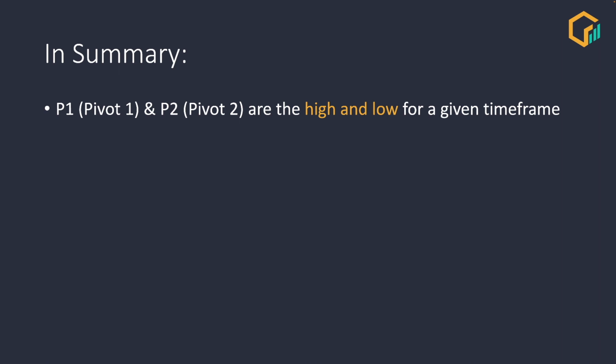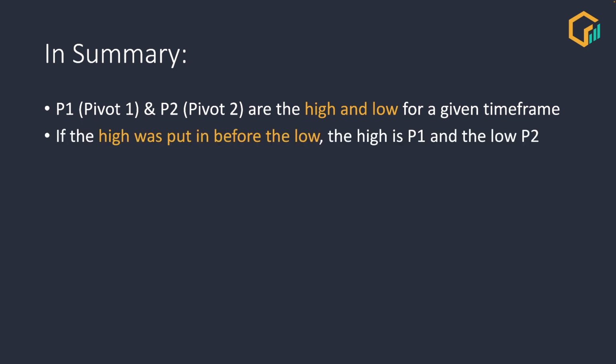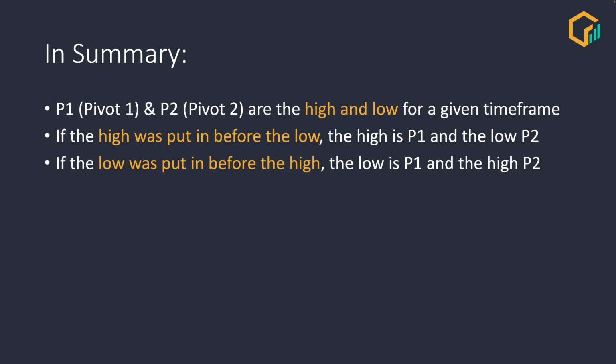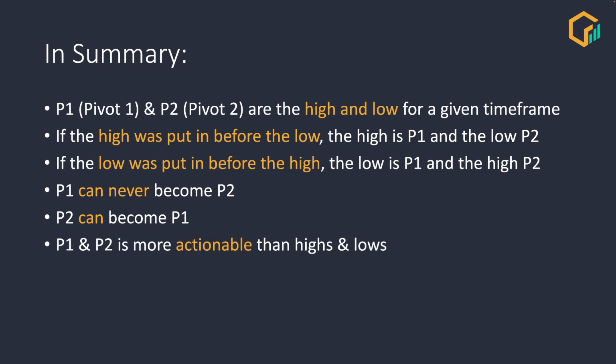So to summarize everything, P1 stands for pivot 1 and P2 stands for pivot 2, the high and low for a given time frame. If the high was put in before the low, the high is P1 and the low is P2. If the low was put in before the high, the low is P1 and the high is P2. P1 can never become P2. P2 can become P1. P1 and P2 are more actionable than highs and lows, which is why we use them over just looking at highs and lows, and we're going to see that. So this is the basic principle of P1 and P2, the basic concept, very important to understand.